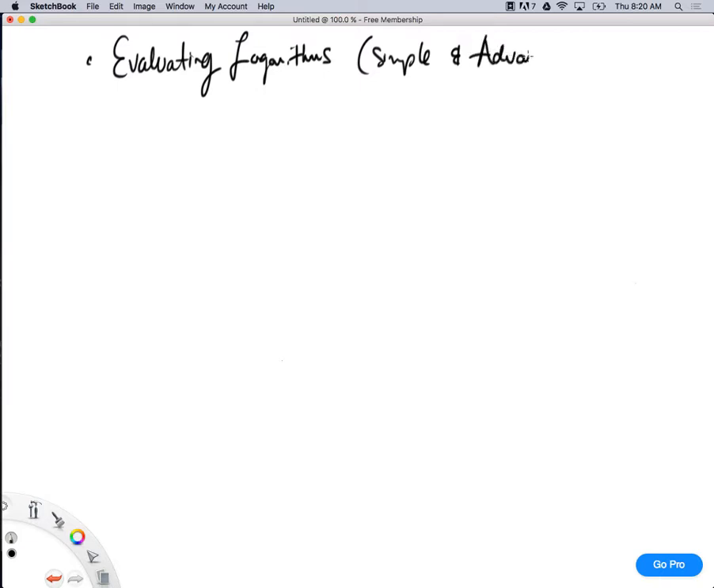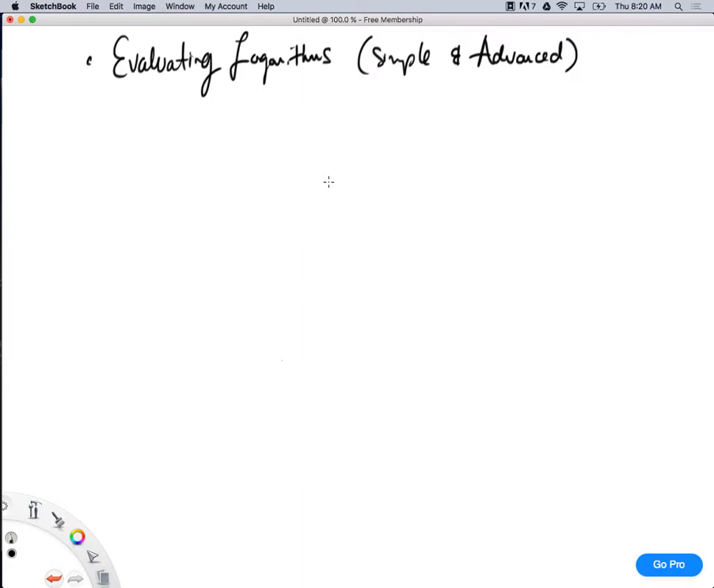The test is on, I think, 5 major things. The first major thing is evaluating logarithms. And that's the simple and advanced. Okay? What does that mean?